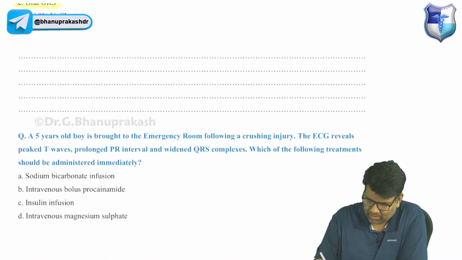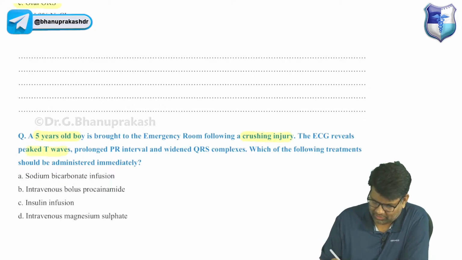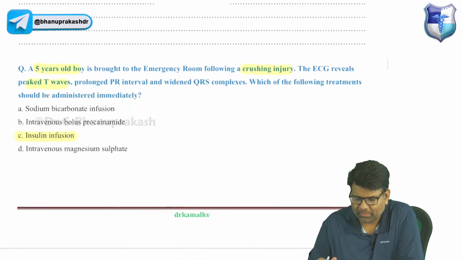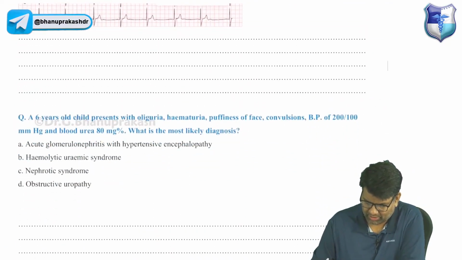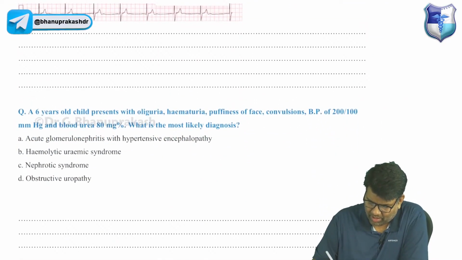Now next question. A 5-year-old boy is brought with a crush injury. I think we have already discussed this. Peak T waves, give insulin with glucose. We have already discussed. Now next question.